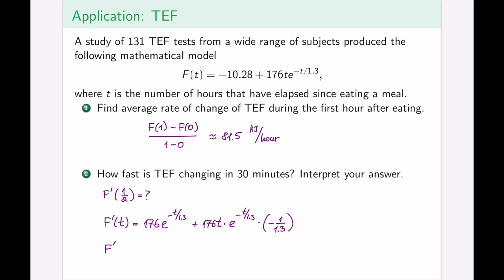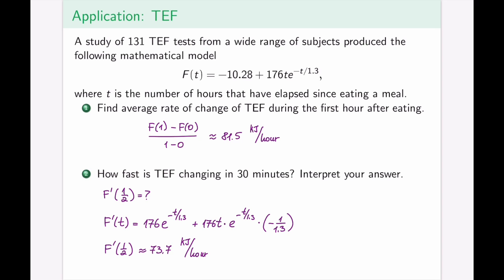And then I can plug in the point in time where I'm interested in computing this derivative, which is half an hour. Here, the number comes out to be approximately 73.7, and my units are kilojoules per hour. And so the metabolic rate at half an hour is 73.7. The metabolic rate is going up in the first hour, half an hour after eating the food.